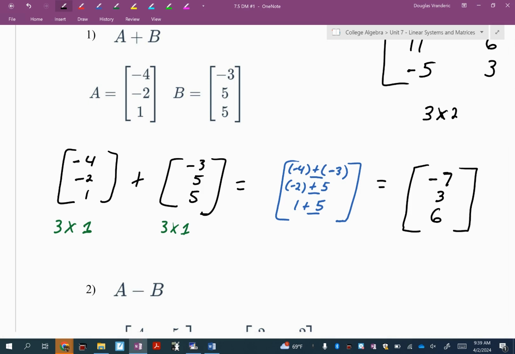All right? So just remember when you're adding or subtracting, if they're in the same location of their matrices, then you're going to add them or subtract them, whatever operation it says. Everybody good? Yes.